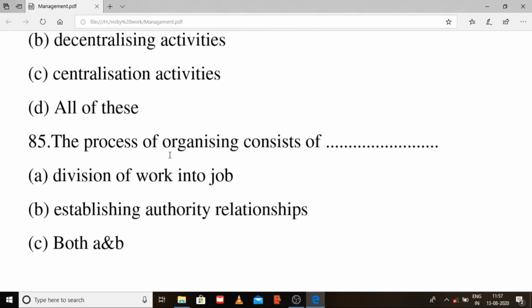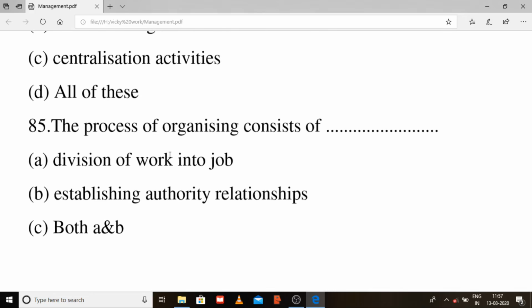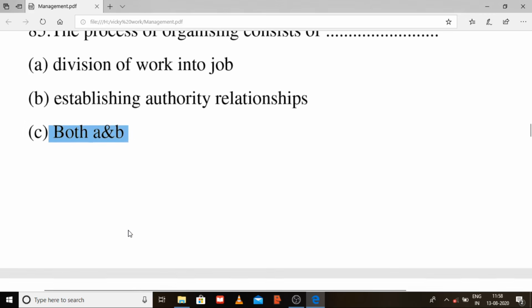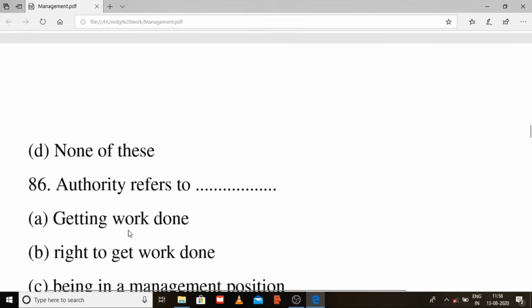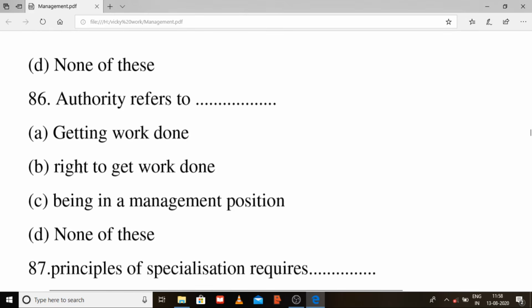85. The process of organizing consists of dash dash dash. Division of work into job, establishing authority relationship. Yes, दोनों है. तो option C, both A and B is the right answer. Authority refers to, question number 86. Authority refers to dash dash dash. Being in management position.